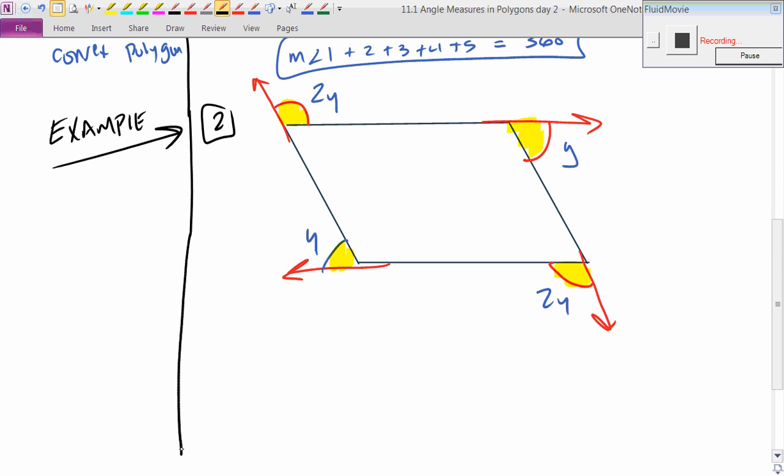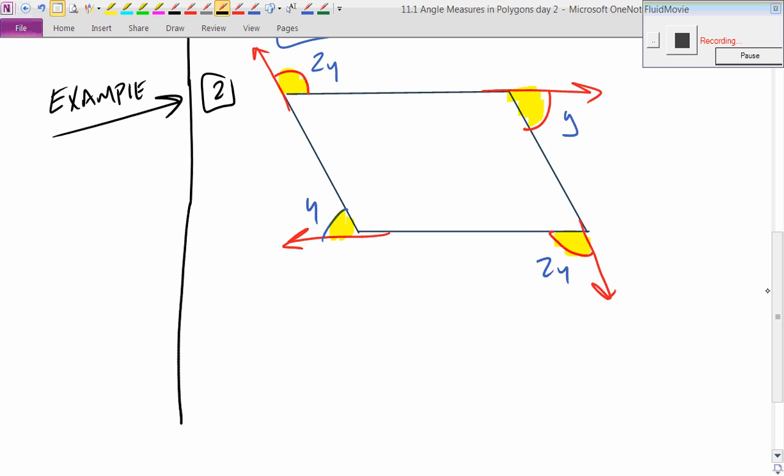Alright, so what do we know about all the angles of an exterior polygon that is convex? Yes, Jared, what do we got? They add up to 360. That's what theorem 11.2 is telling us, right? So then it must be the case that 2y plus y plus 2y plus y again has to be a grand total of 360 degrees.